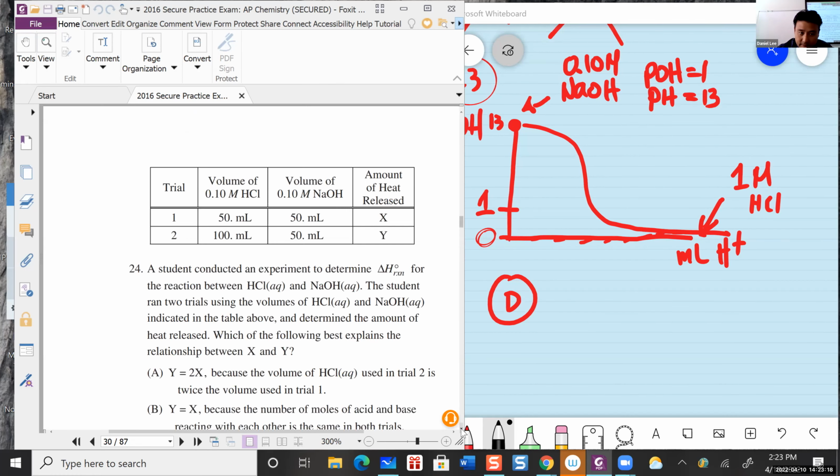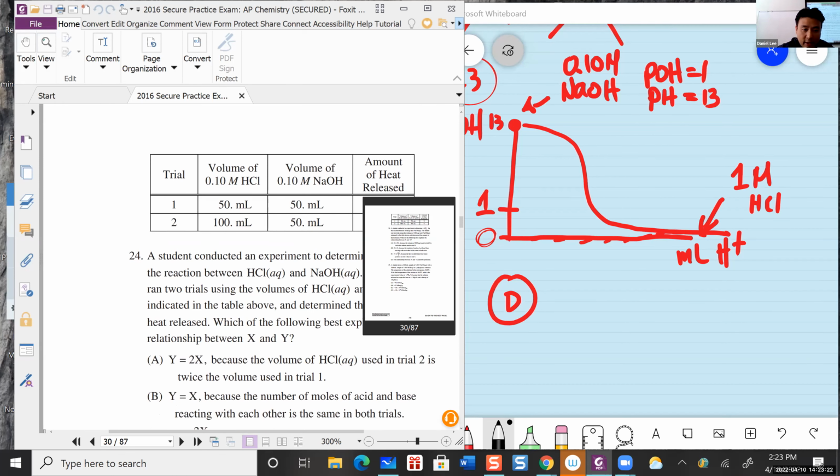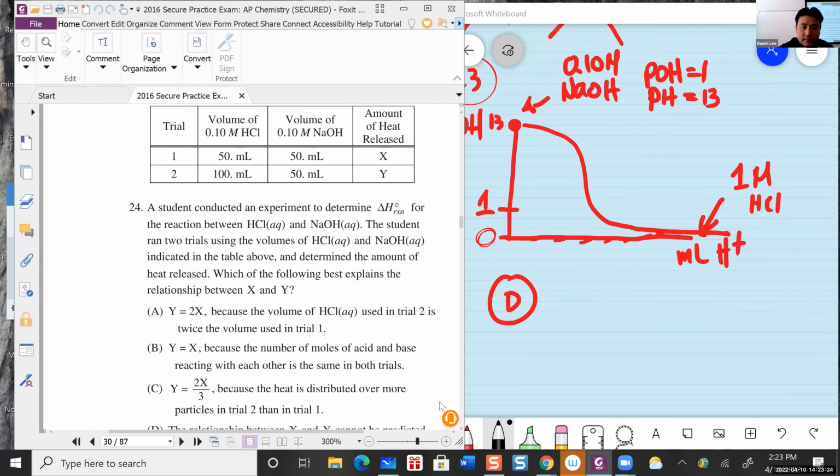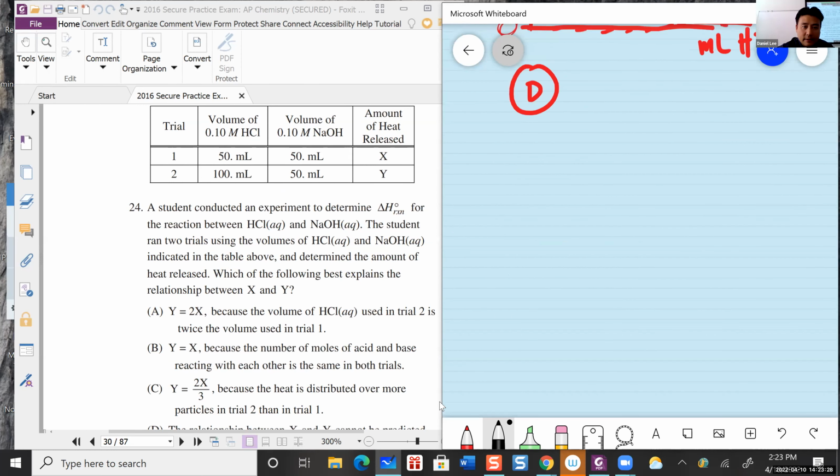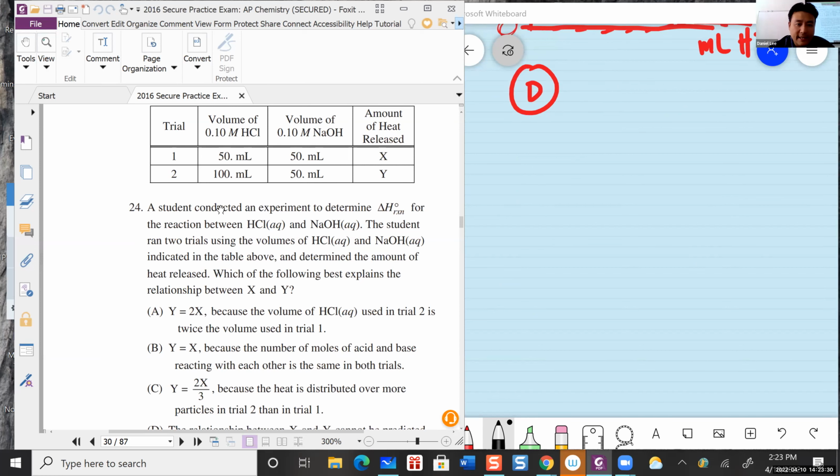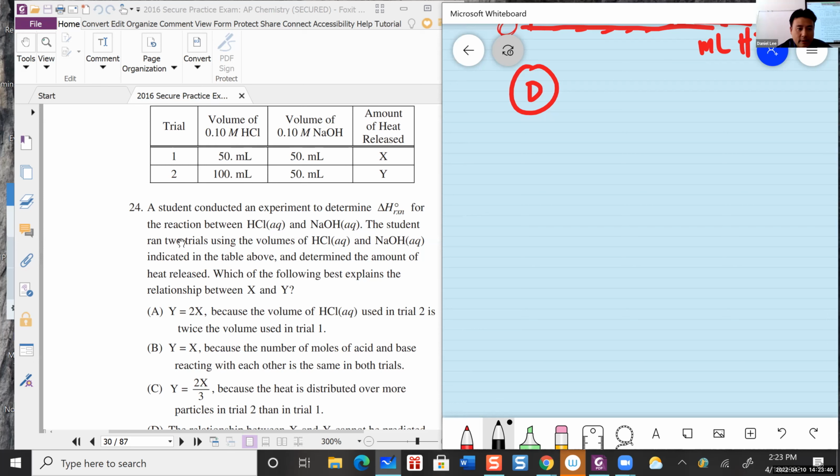Page 15, number 24, okay. So 24 is still the same, part of the same question. So a student conducted an experiment to determine delta H of the reaction. So this looks like a calorimetry. So delta H, yeah, so what about it? A student ran two trials.